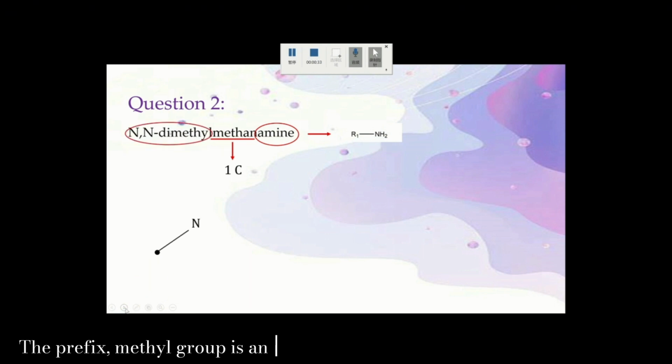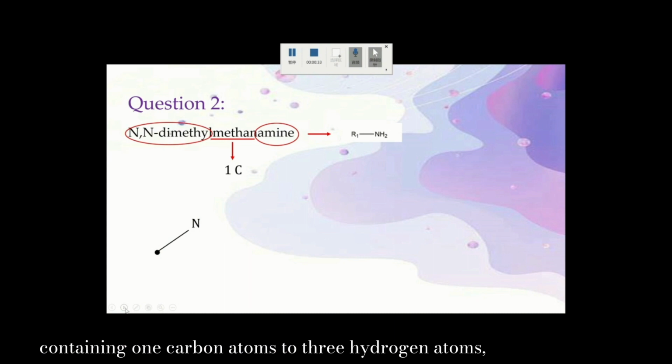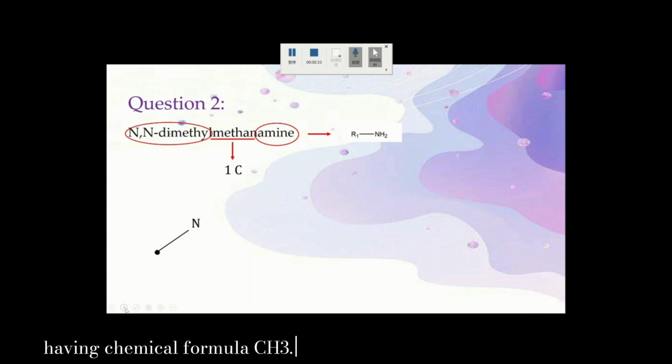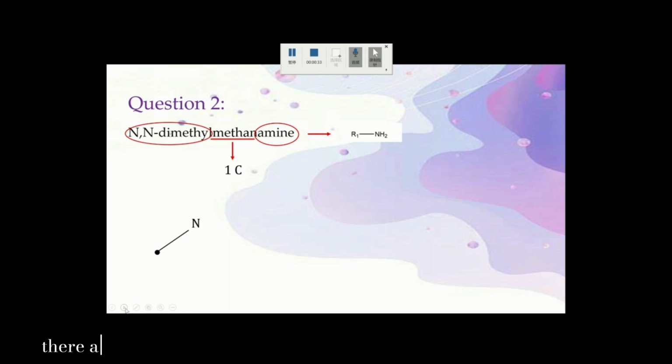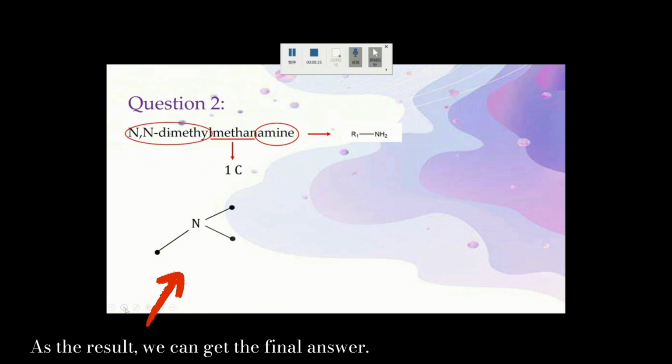The prefix methyl group is an alkyl derived from methane, containing 1 carbon atom and 3 hydrogen atoms, having chemical formula CH3. So, the N,N-dimethyl means that on the functional side group amine, there are 2 of this chemical formula. As a result, we can get the final answer.